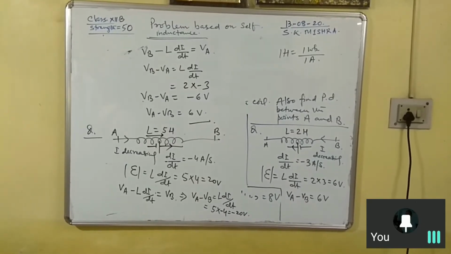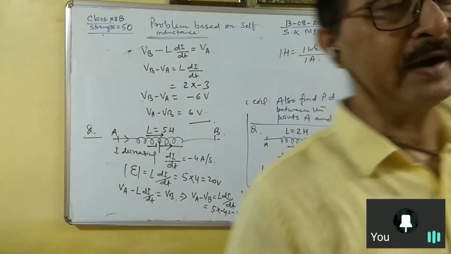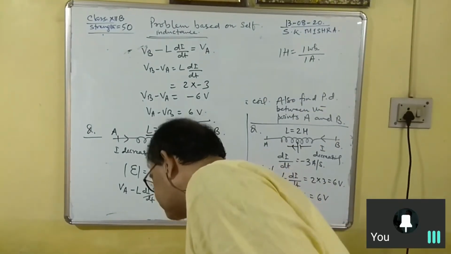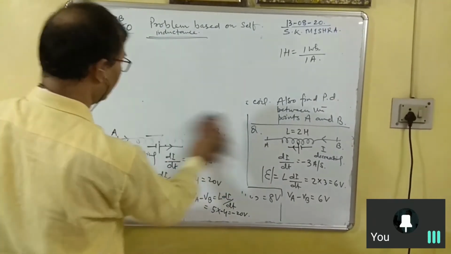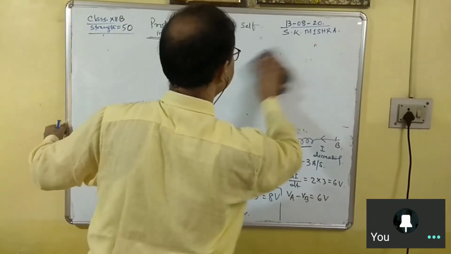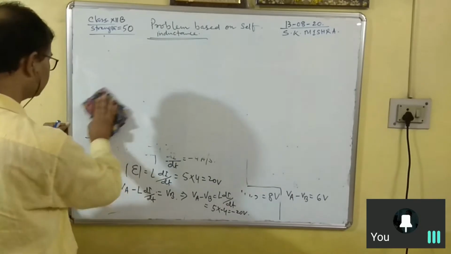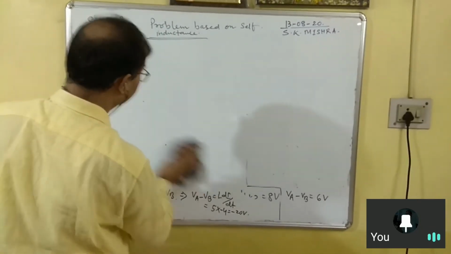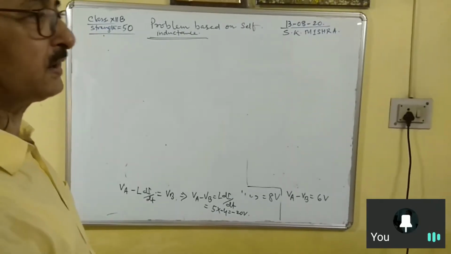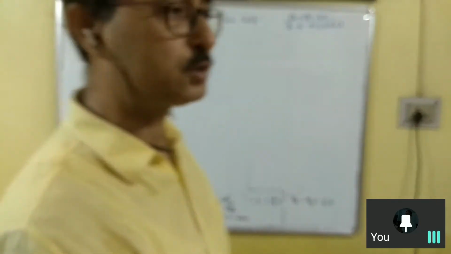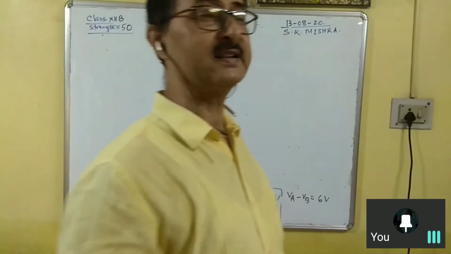Now we are ready to move towards the portion self-inductance of a long solenoid. If the inductance is given in millihenry, then you have to multiply it by 10 raised to minus 3 to convert it into Henry. So 1 millihenry is how much Henry? 10 raised to minus 3 Henry. 1 microhenry is 10 raised to minus 6.